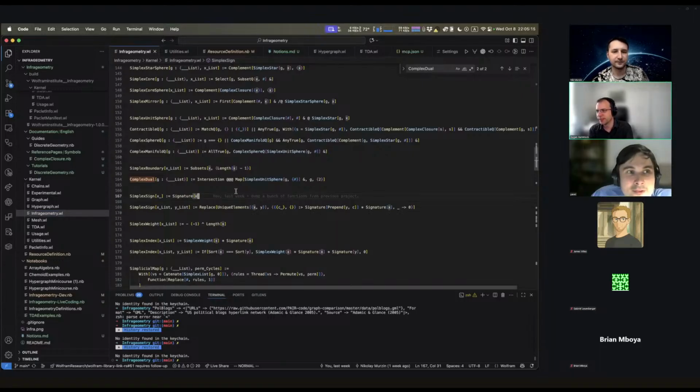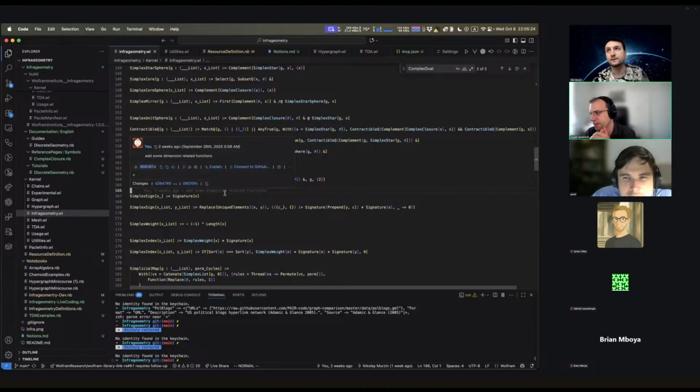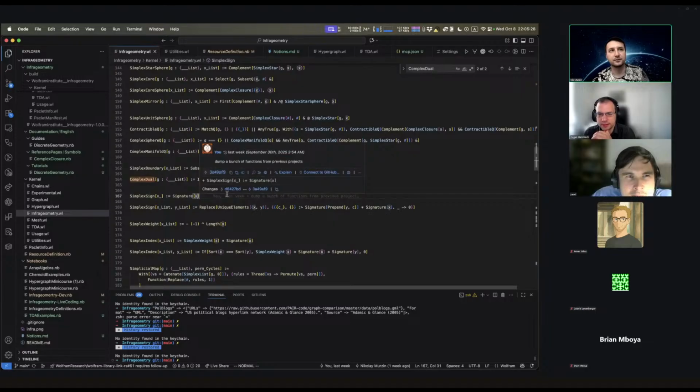Usually dual means you have a 1-to-1 correspondence between these simplices and those simplices, and the dimensionality is reversed. Then it's just a matter of how they're connected.